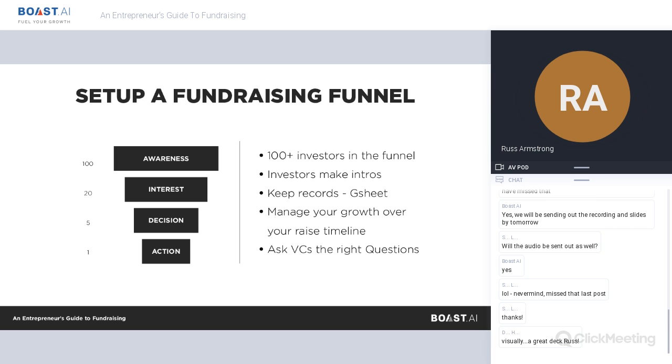So interesting things there. And then understanding if they like to lead rounds, if they like to follow on rounds. These are all things that you need to understand from your VCs when you're going out to market.